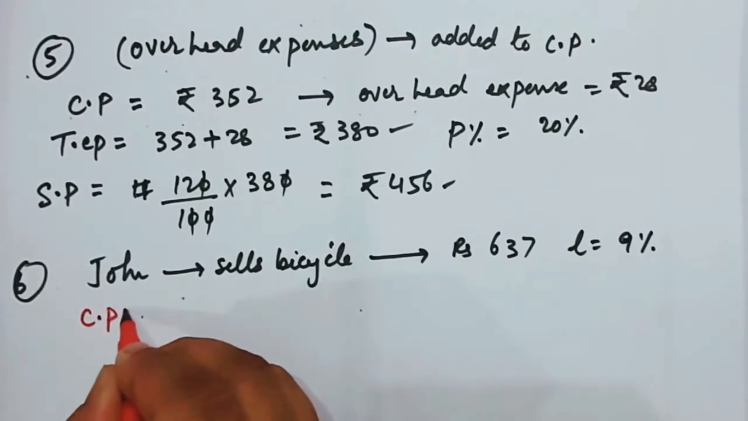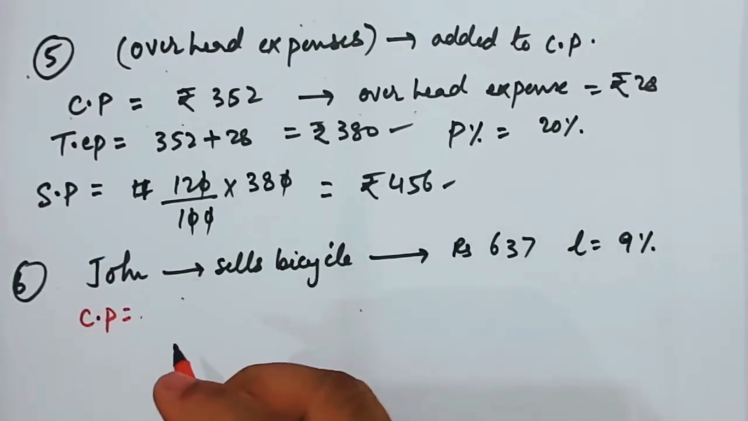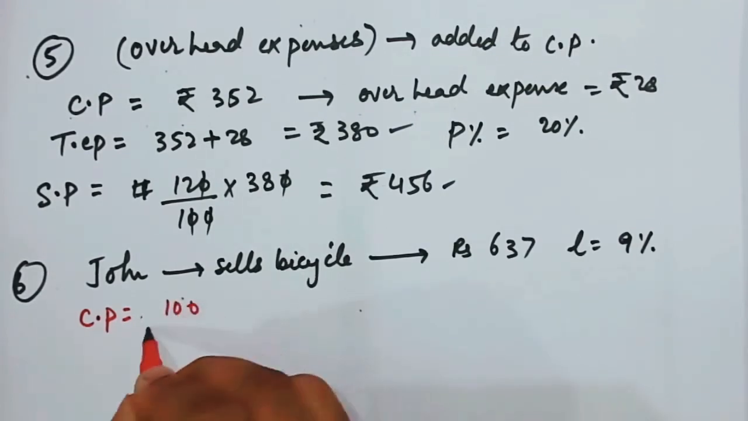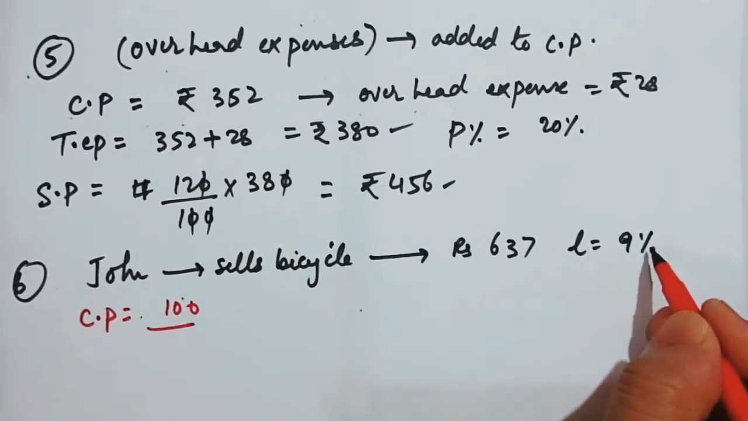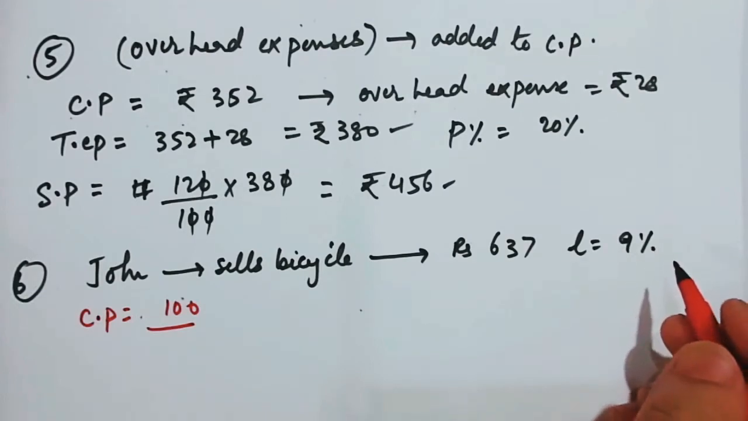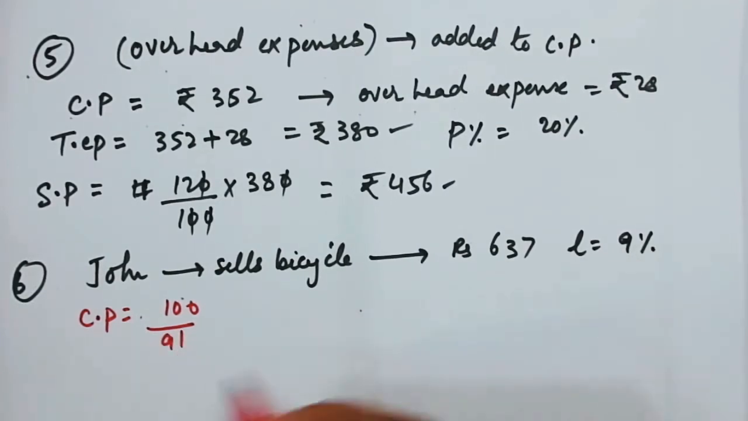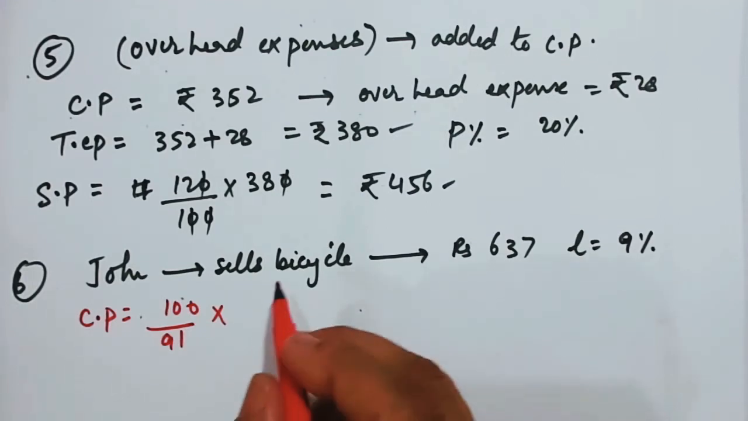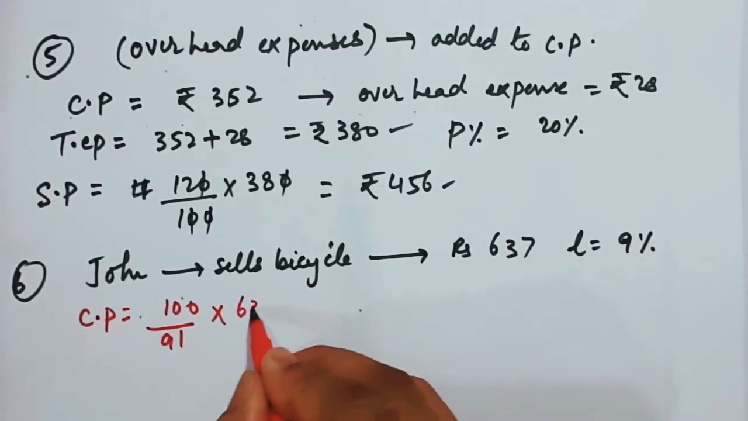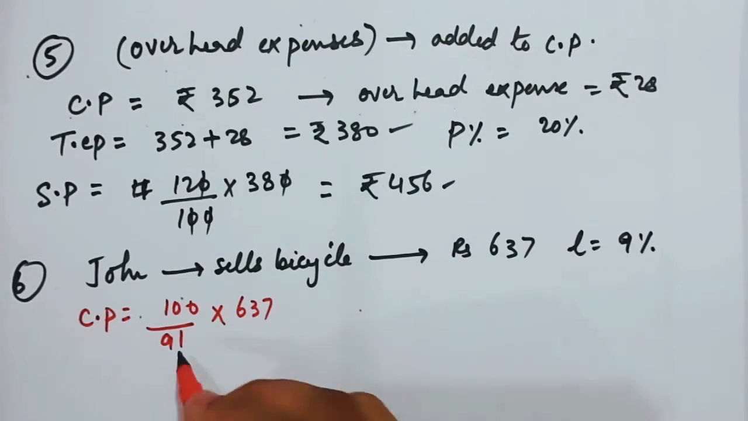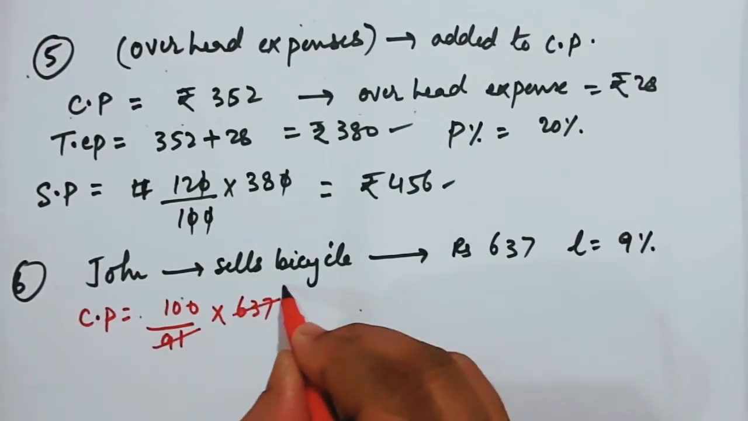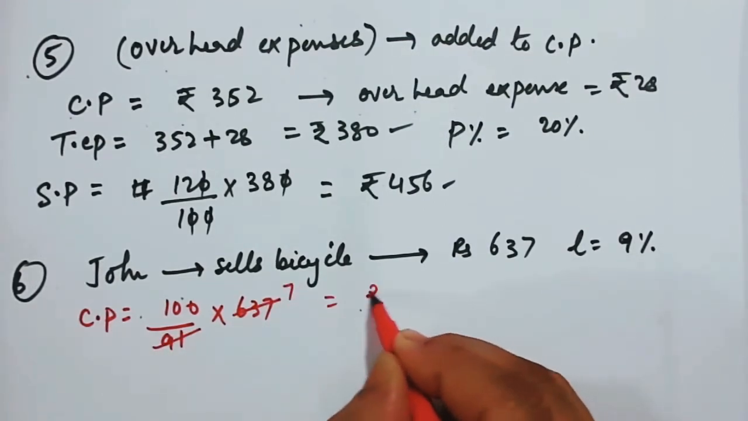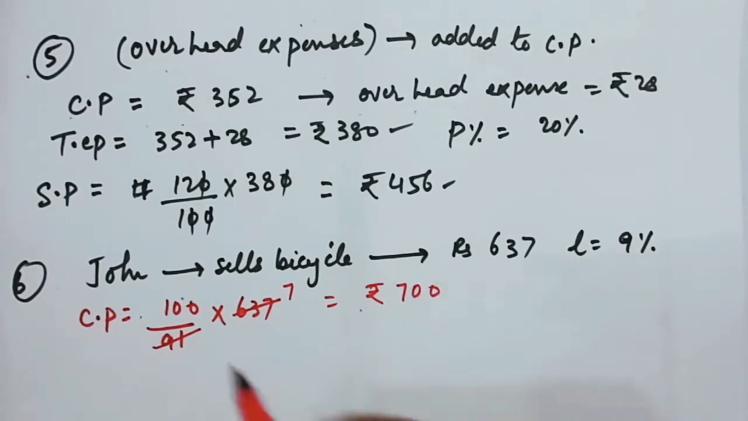First, what will be the cost price? You know the formula: 100 by 100 minus loss. So 100 minus 9 is 91, into selling price. Selling price how much? 637. You can cancel it directly, 7 times. So you get rupees 700 as your cost price. No issue at all.